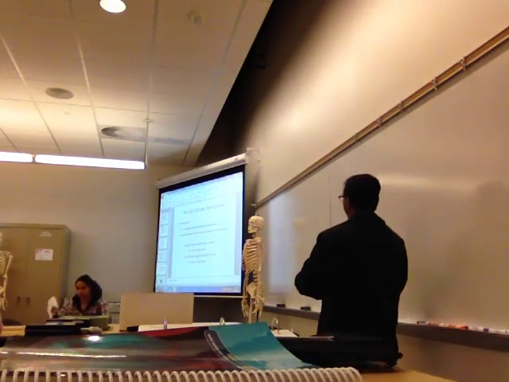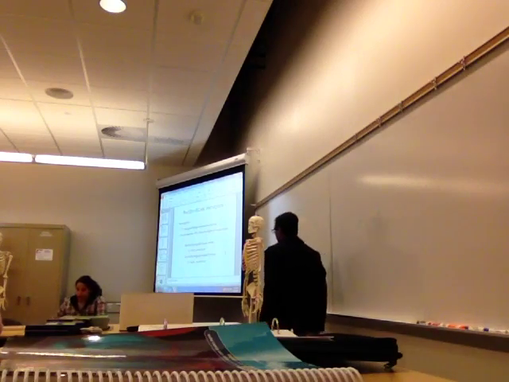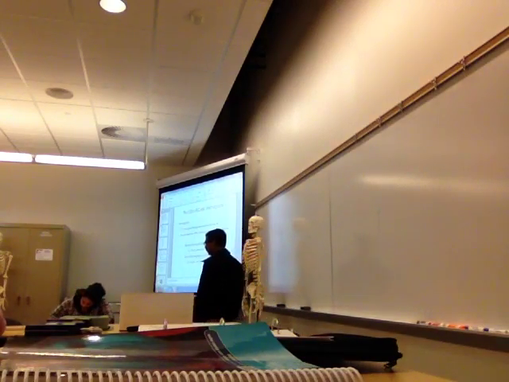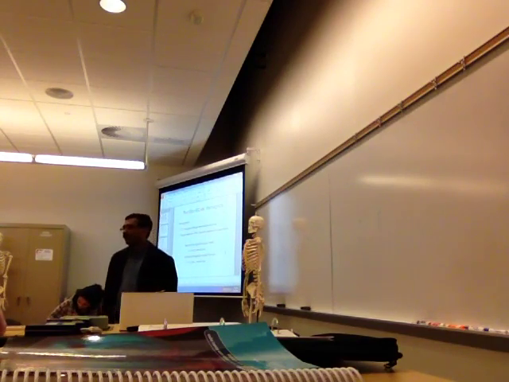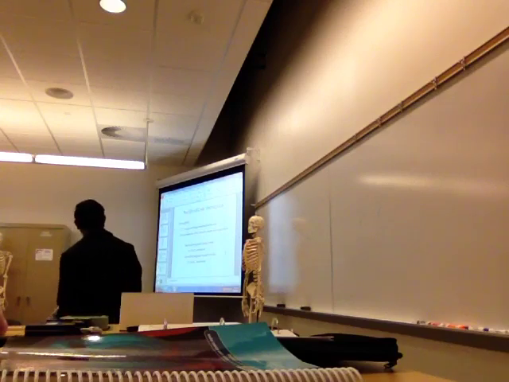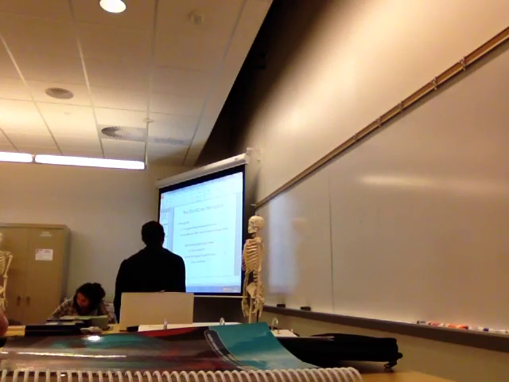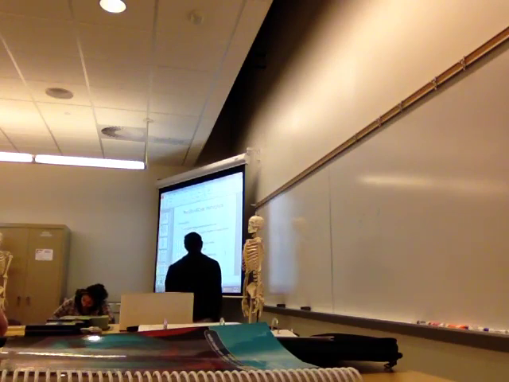Hemoglobin. We know that the main structure inside the red blood cell is the hemoglobin. And hemoglobin is the red pigment, and that gives the color of the blood.